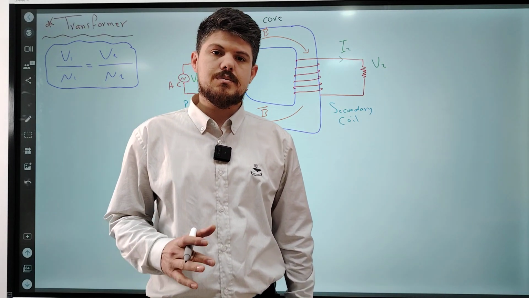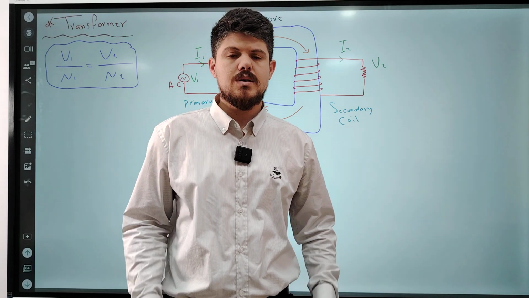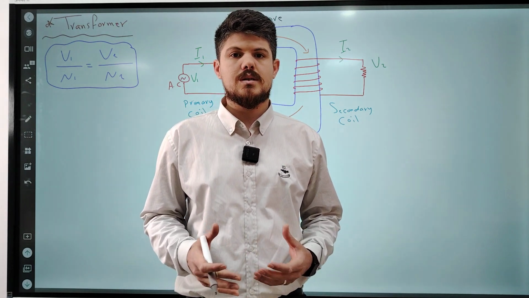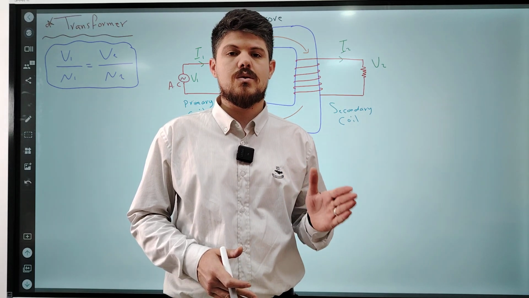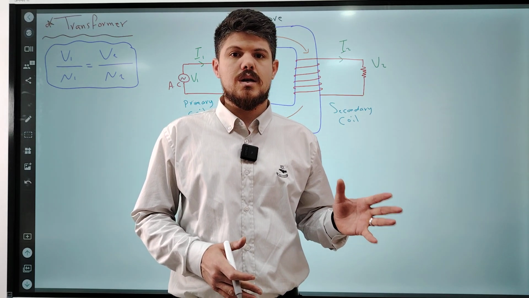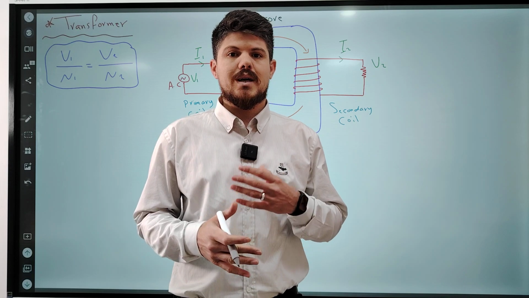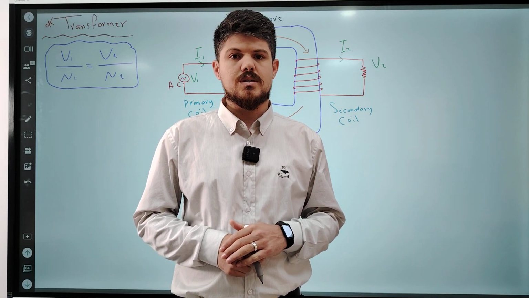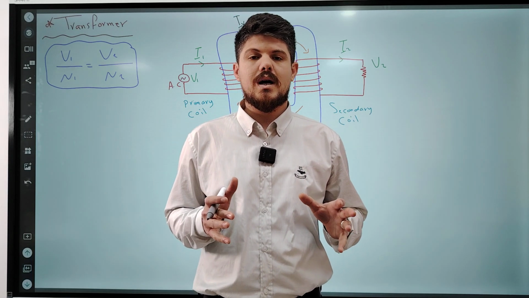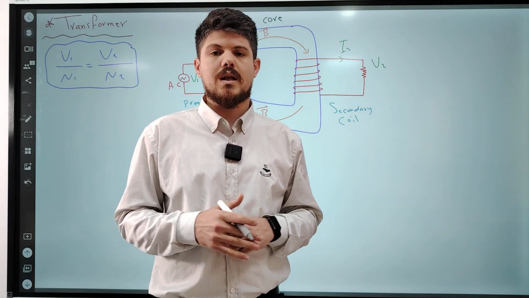Today's lesson we're going to explain the transformer. What is a transformer? A transformer is a device that increases or decreases the potential difference of an alternating circuit. It means that the transformer can control the magnitude of the output potential difference. So the transformer has many applications in our daily life.